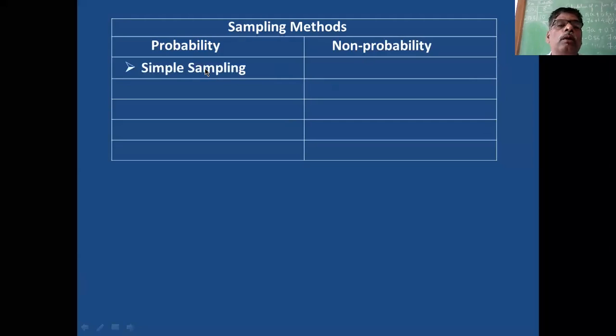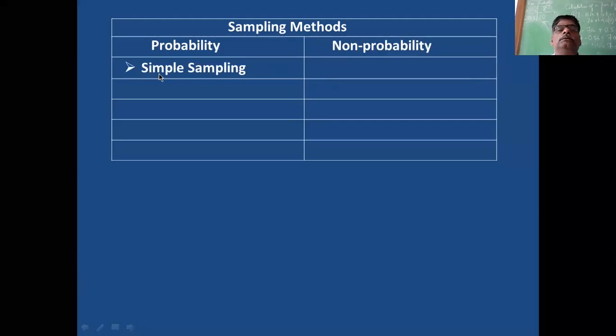Okay, today we see the methods of sampling. The sampling methods are classified into two. One is probability based, another is non-probability based. Probability based sampling methods, non-probability based sampling methods. What are the probability based sampling methods?